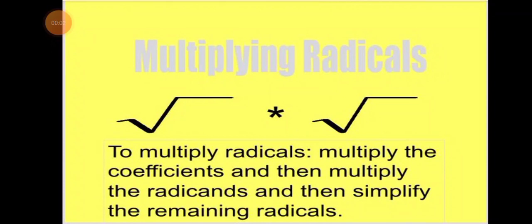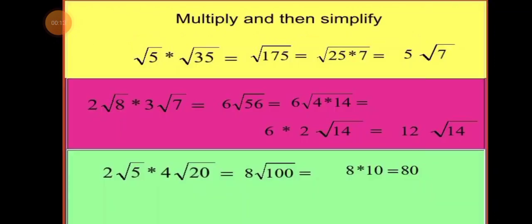Multiplying radicands. To multiply radicands, multiply the coefficients, then multiply the radicands, and then simplify the remaining radicands. Example: multiply and then simplify. Square root of 5 times square root of 35 equals square root of 175.